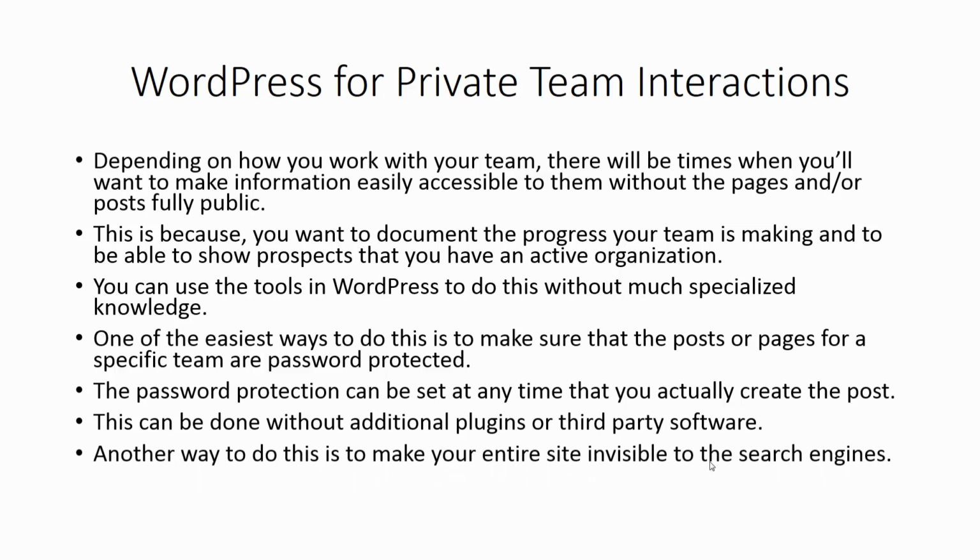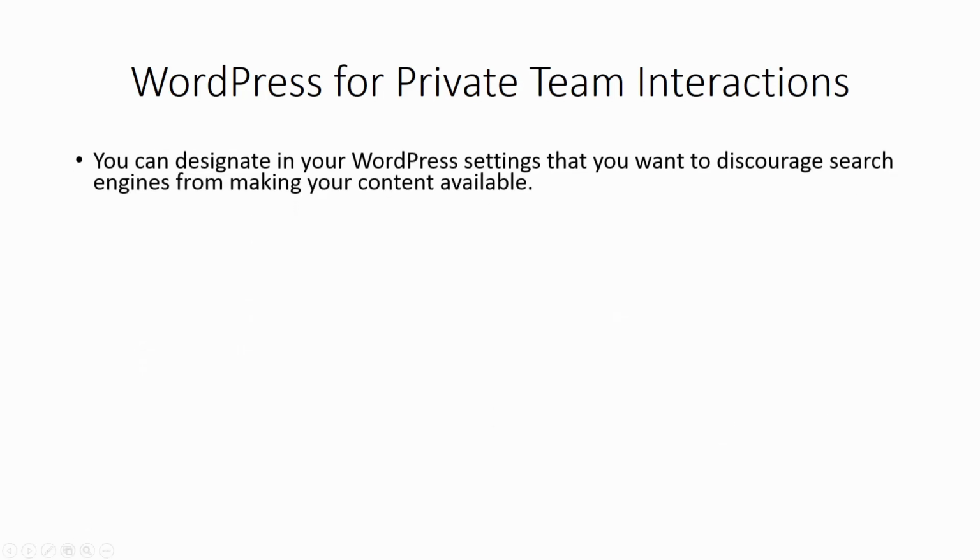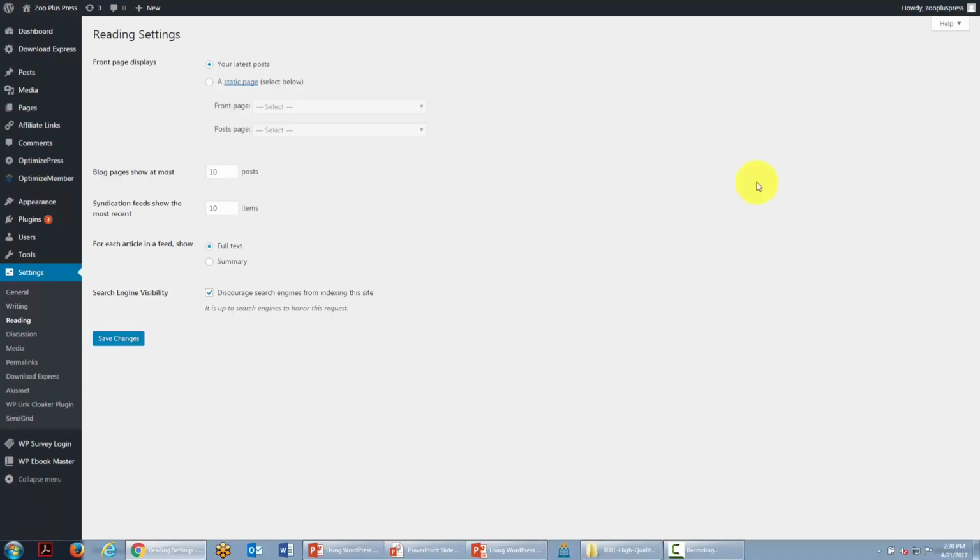Now another way to do this is to make your entire site invisible to the search engines. You can designate in your WordPress settings that you want to discourage search engines from making your content available. And you can see that it's as simple as checking a button inside your WordPress site.